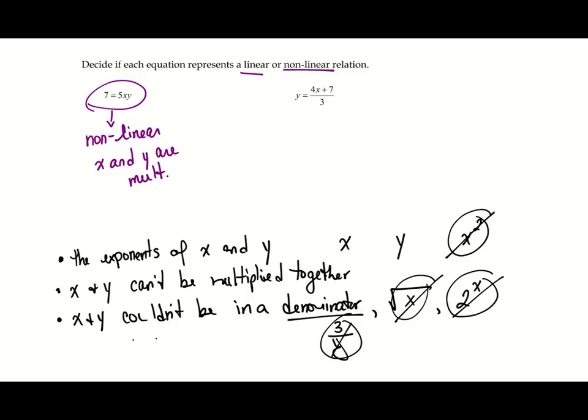For this other problem right here, we have a fraction. Sometimes people start to get freaked out by the fraction. This y has an exponent of 1. It's not in a square root. It's not in the bottom of a fraction. This x right here is in a fraction, but it's not in the bottom, which is perfectly legal. So we would say that this guy right here is linear.